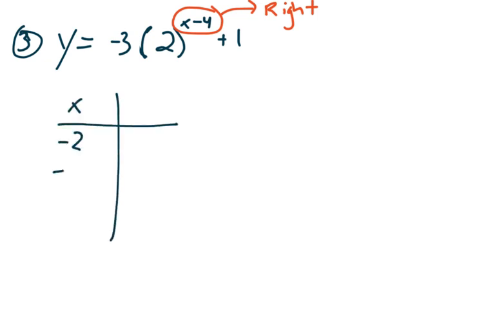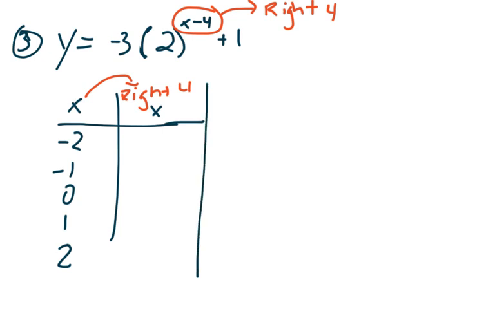Normally, again, we pick negative 2, negative 1, 0, 1, and 2. But now we need to go right 4. So the x values when I go right 4 are going to be 2, 3, 4, 5, and 6. And these are going to be the values that I plug in for x to get my y values.